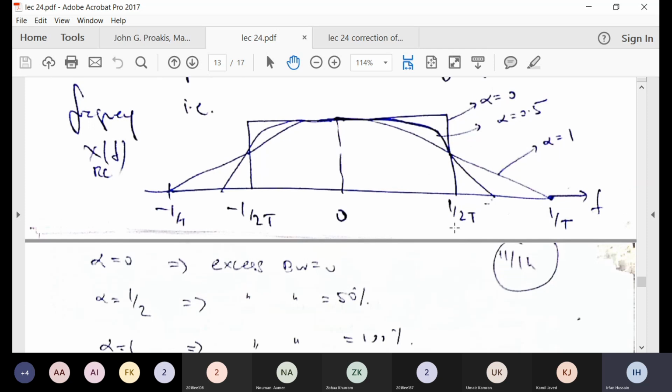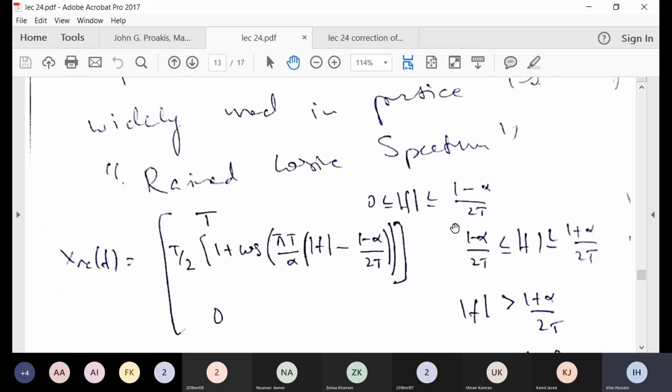So you can see for alpha equal to half, you will require half the bandwidth. You can just put it here. If alpha is equal to half, this 1 minus alpha will become a half. This will become 1 over 4. And this will be again some value. So you will have a constant region and a transition region. And again, 1 plus half is 3 over 2. So at 3 over 4T, you will have 0.